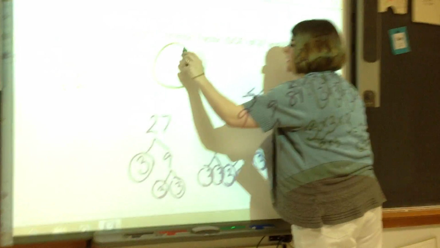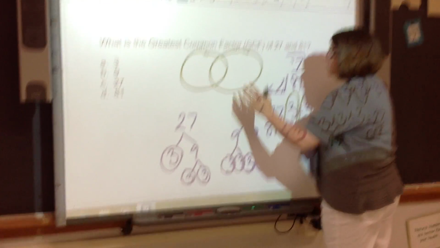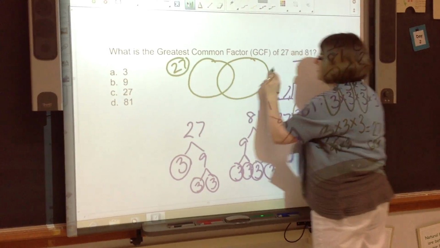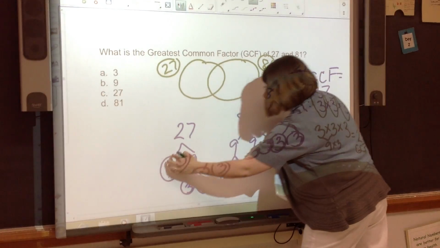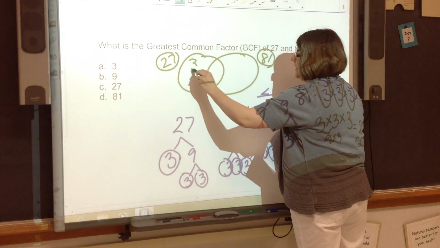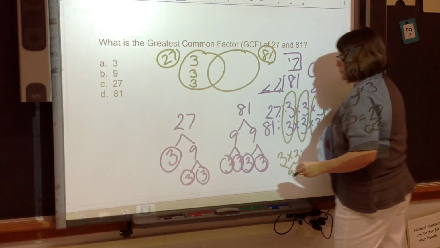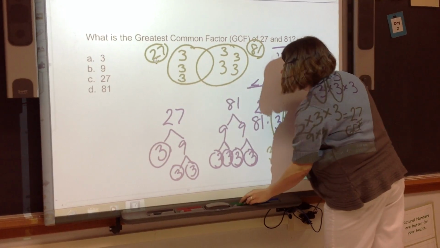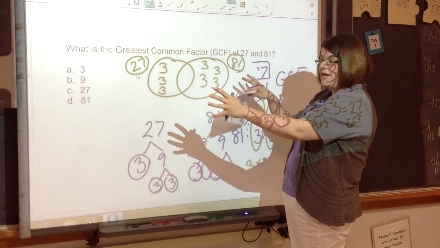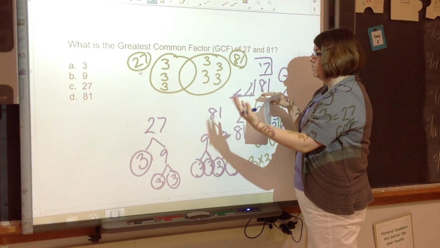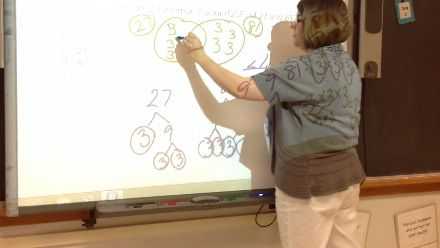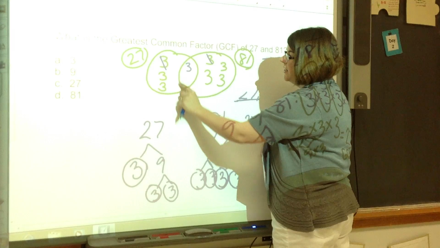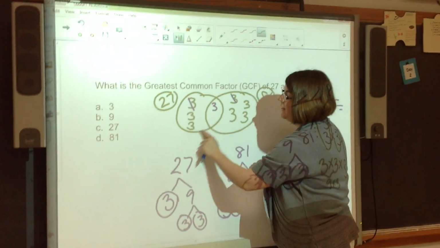If we take the prime factorization, remember a Venn diagram overlaps in the middle, we have 27 on one side, and we have 81 on the other. You put the prime factors on one side, so we have 3 3s for 27, and for 81 we have 4 3s. Then you look at both sides and say to yourself, what do they both have in common? And they both have a 3 here, so we cross that off and we put it in the middle because this section here means that it belongs to 81 and it belongs to 27.